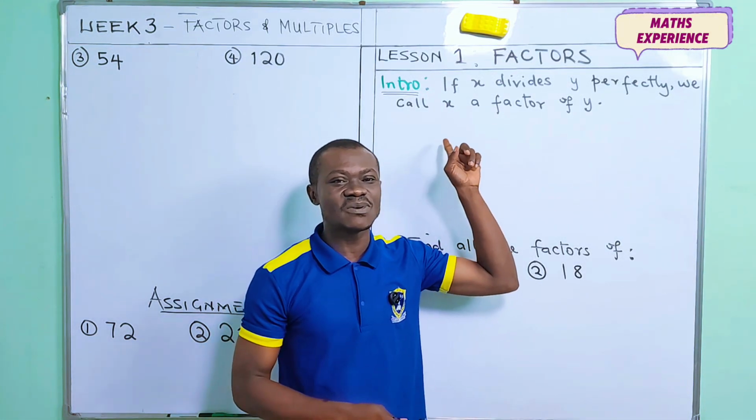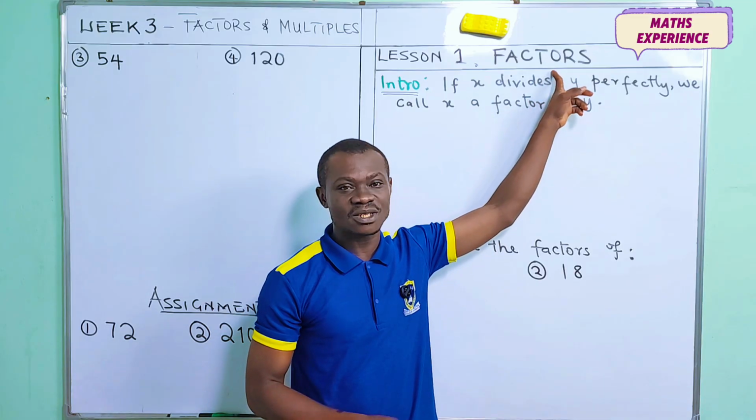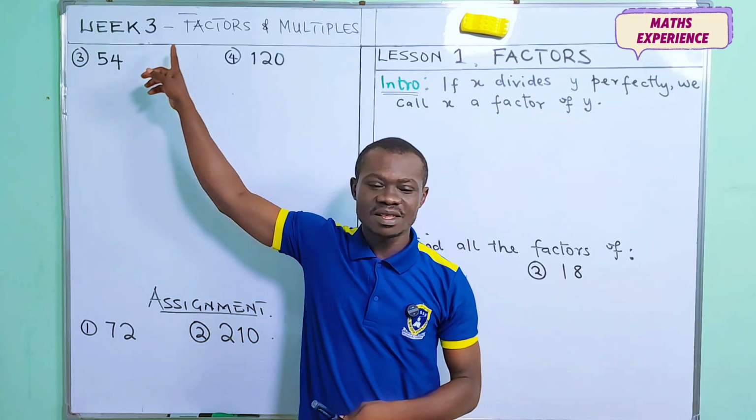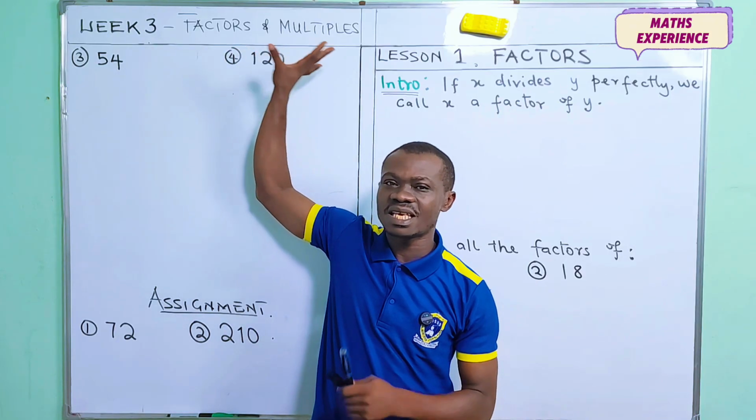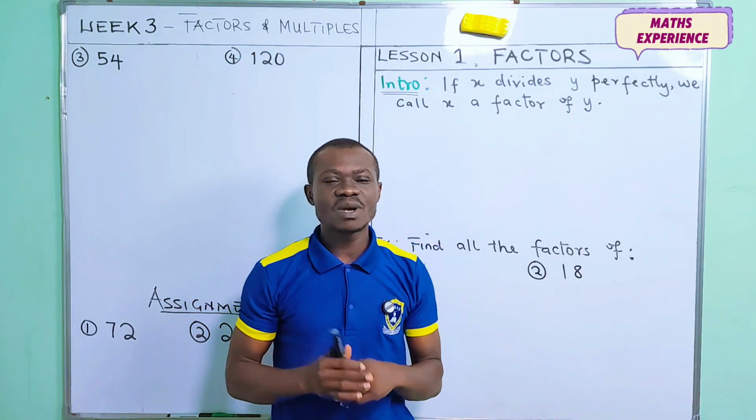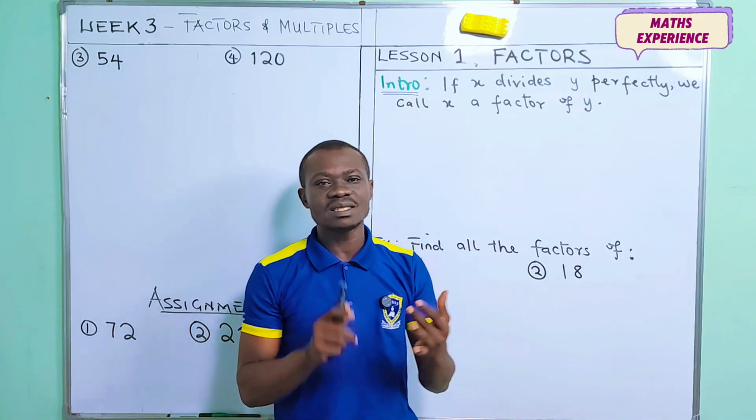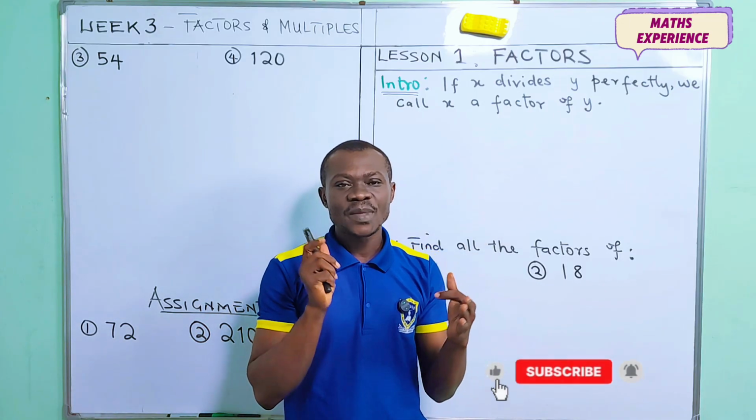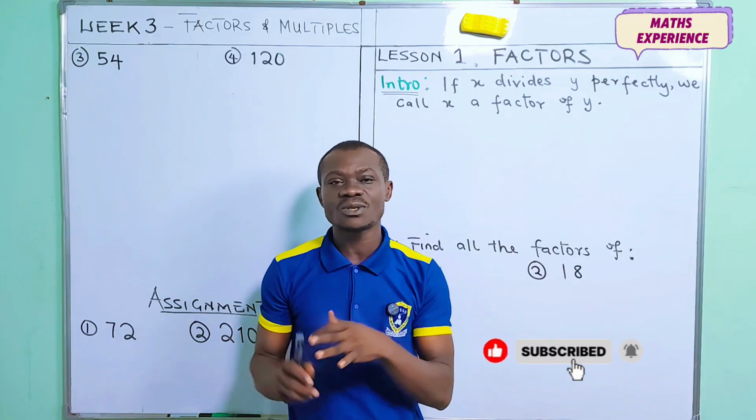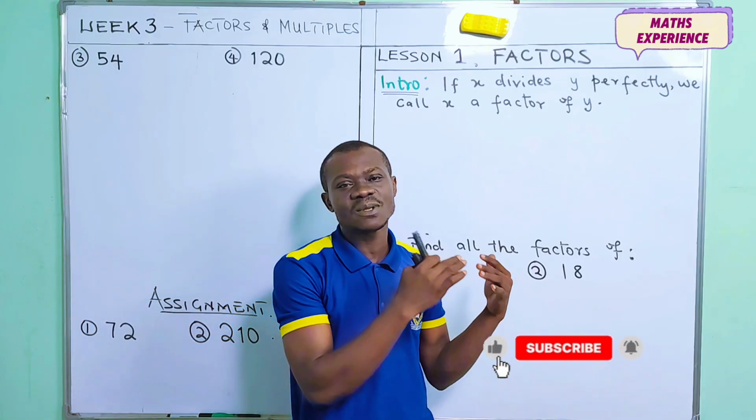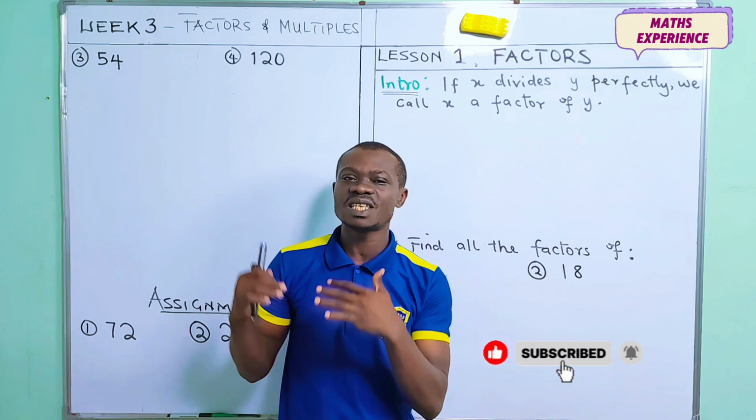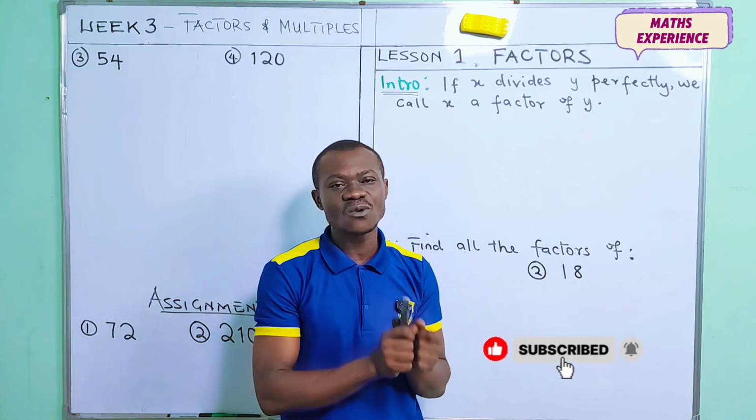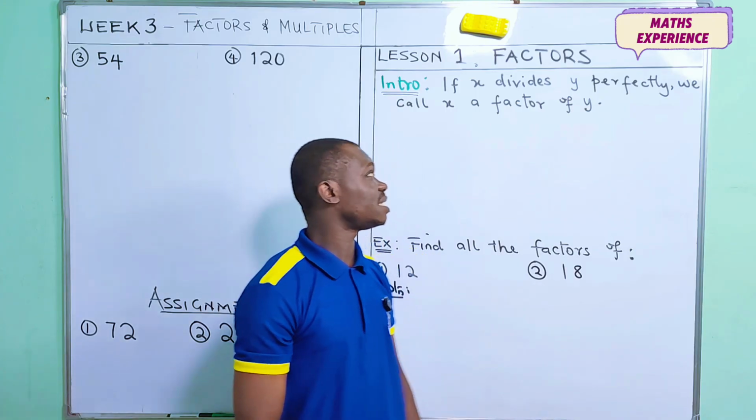Alright, so in this video we will look at the topic factors, which happens to be the first lesson of week 3, and the topic for week 3 is factors and multiples. So you're expected to learn what a factor is, how to get all the factors of any given number, how to get your highest common factor of a set of numbers, the concept of prime numbers and prime factors, and then you will see multiples, common multiples, and the concept of lowest common multiples. Okay, so let's get into it.